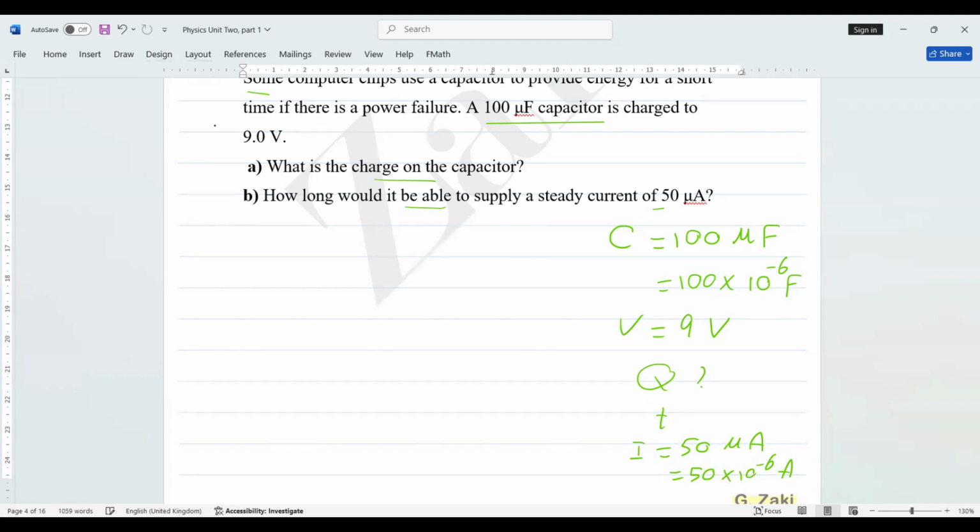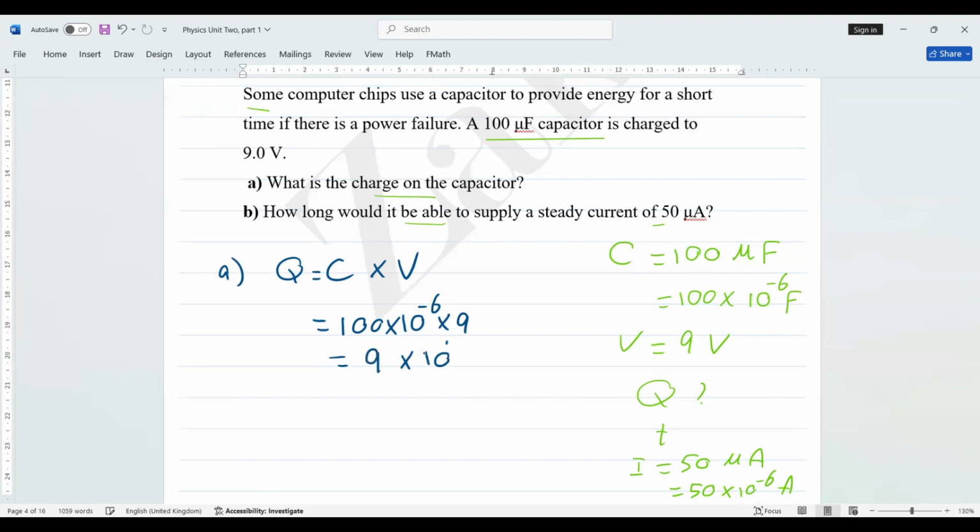Now, part A, Q equals C times V. C is the capacitance, 100 multiply 10 to the power negative 6 multiply 9. So the answer is 9 multiply 10 to the power negative 4. We don't need the calculator to solve, but to be on the safe side, and the unit of the charge is coulomb.